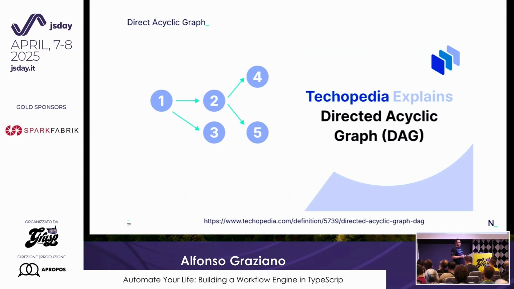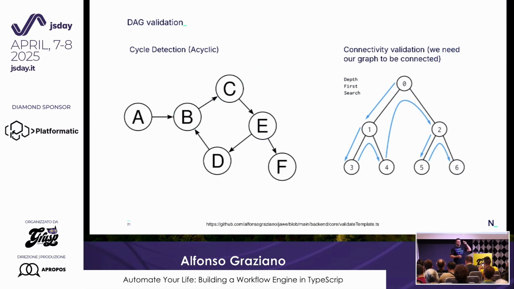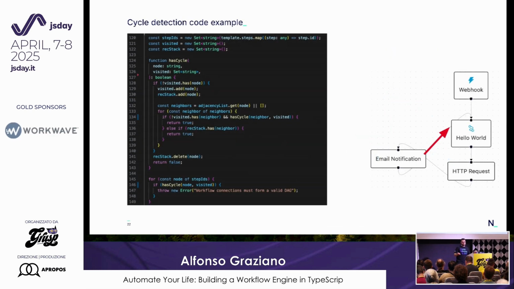So the first rule that we have to enforce is that it is acyclic, as the name implies, right? And then we want to enforce also that it is one single graph. So we want to ensure connectivity, because we can have a graph which is composed of multiple pieces and it's still a valid graph. But in our case, we want those two conditions to be met. And in order to do so, as you may guess, we can write some code.